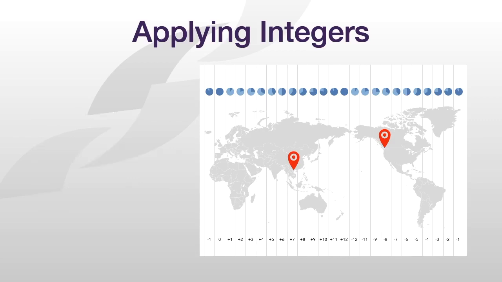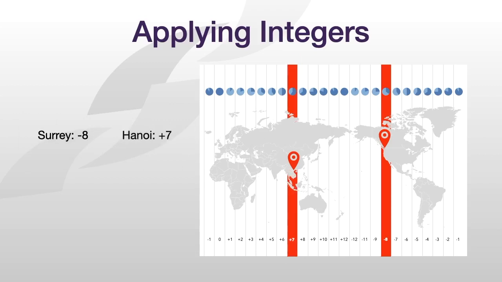Time zones roughly follow longitude and are offset in relation to 0 degrees longitude. Surrey is 8 hours behind this standard time. Its time zone is represented by the integer negative 8. Hanoi, on the other hand, is 7 hours ahead of this standard time. Its time zone is represented by the integer positive 7.